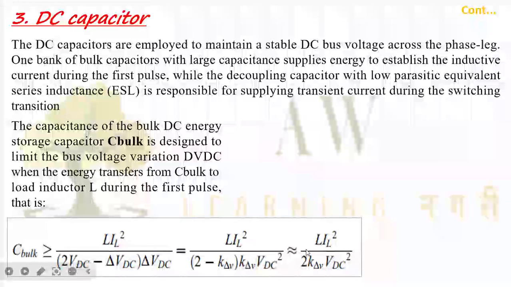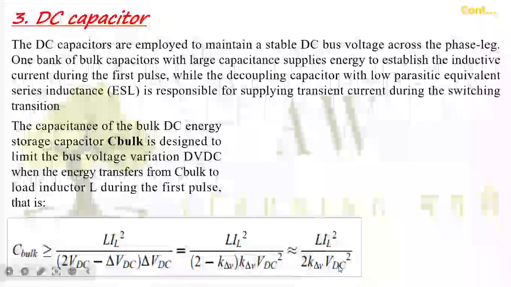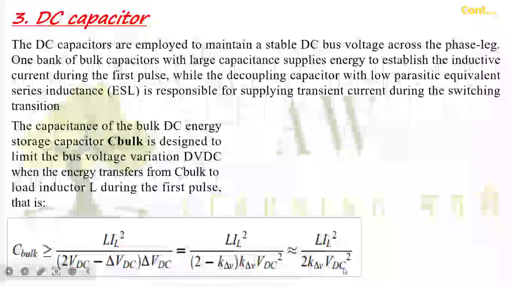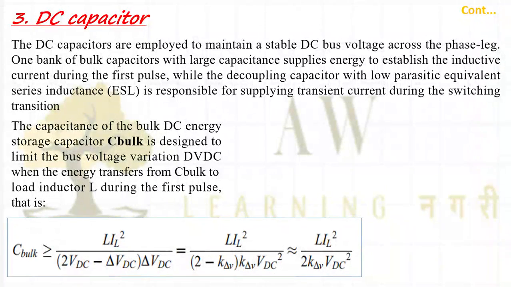It is L into IL square divided by 2 K delta V into VDC square. Again the question is what value we should take, whether VDC minimum or VDC maximum, and whether IL minimum or IL maximum. This I will tell you while solving the problem. Okay, so this is the formula we will use to calculate the value of the C bulk which we are using in our DPT circuit.